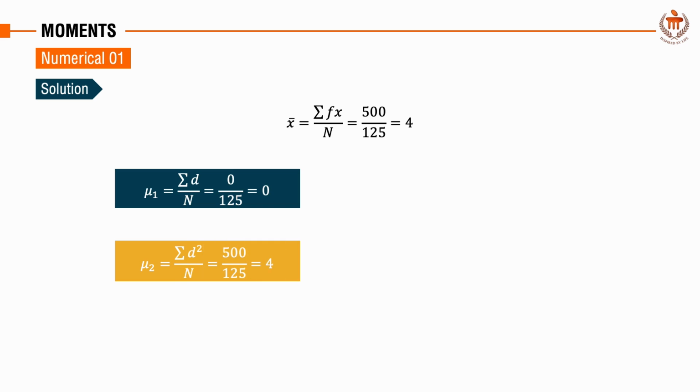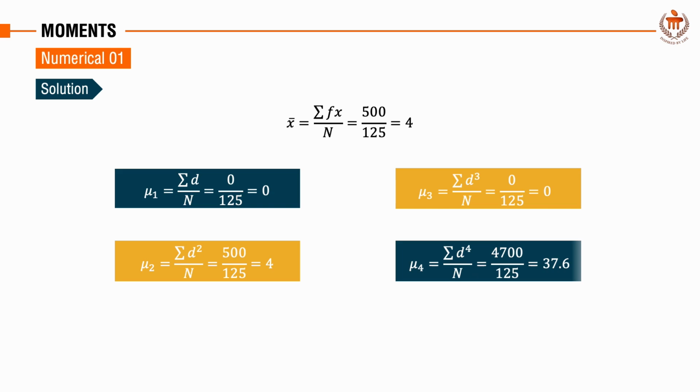Then mu2 would be sum of d square by n. So that is 500 by 125, you'll get 4. Similarly, mu3 is again 0 because the sum of d cube is 0. Then mu4 would be 4700 divided by 125, that is 37.5.